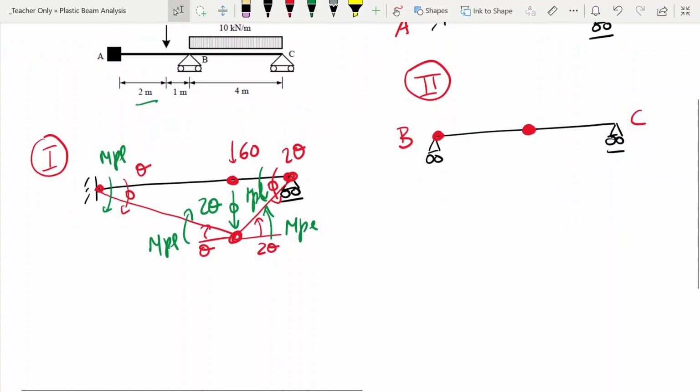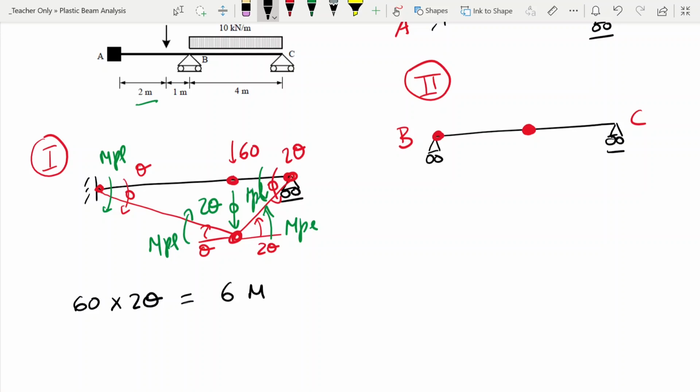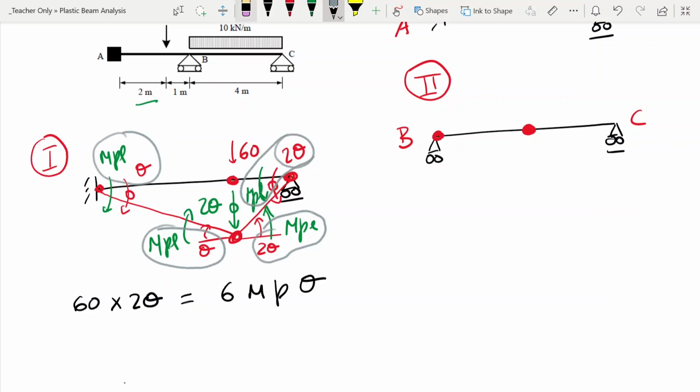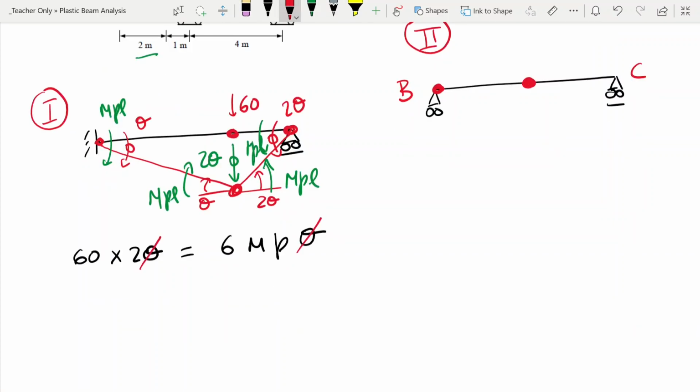So the first thing we're going to do is the load times the displacement, so that's 60 times 2 theta. This is going to be equal to, and now let's count all our MP theta. So we have 1 here, 2 there, then 3, 4, 5, 6. So we have 6 MP theta. I'm doing it a little bit faster, but I'll count it again. This is 1 here, this is another one, 2. This one counts as 2, so it's 4, and this one also counts as 2, so it's 6. Similar to before, the thetas will simplify, and now what we know is that MP will be equal to 120 divided by 6, so that's 20 kilonewton meter.